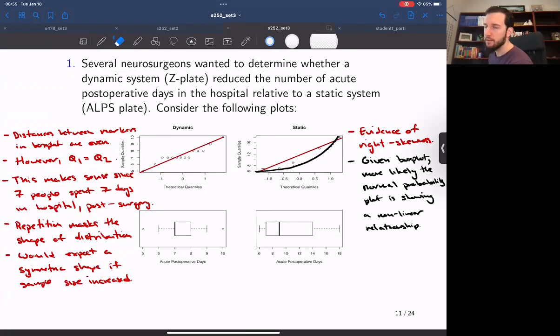But with the static system, we only have the 6 observations, and the box plot here is clearly a right skewed shape. And that implies that what we're seeing in the normal QQ plot is actually curvature. So therefore, for the static system, it's probably not realistic to assume that the variable of interest is approximately normal.